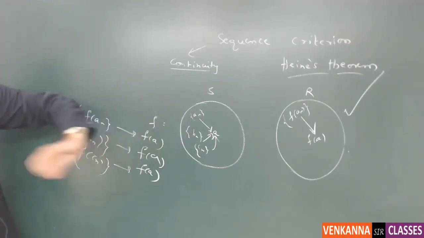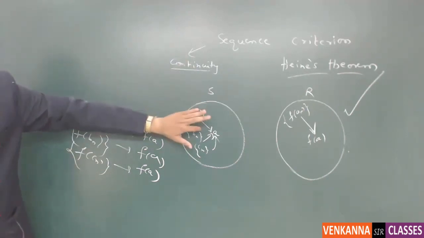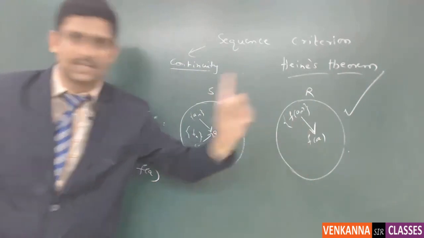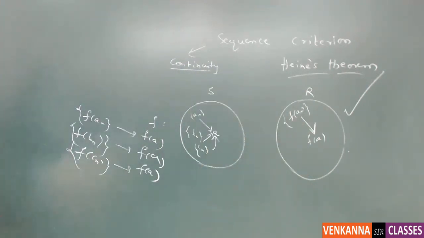You can find what are the possible sequences which converge to A. Then the corresponding image sequence must converge to the corresponding image. That is the idea of the sequence criterion. Is it clear?